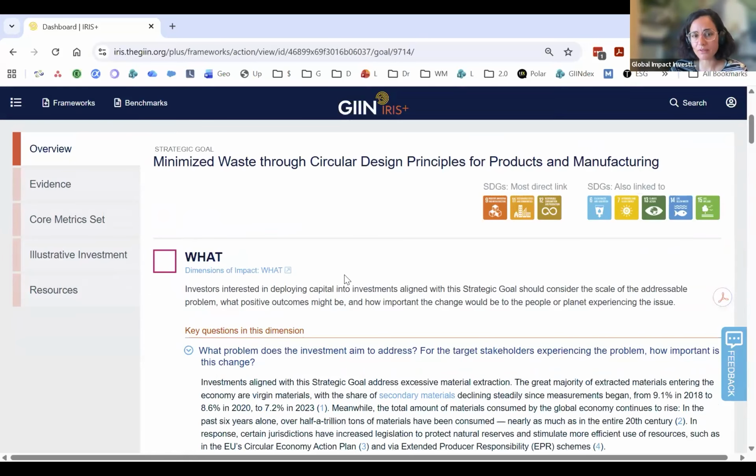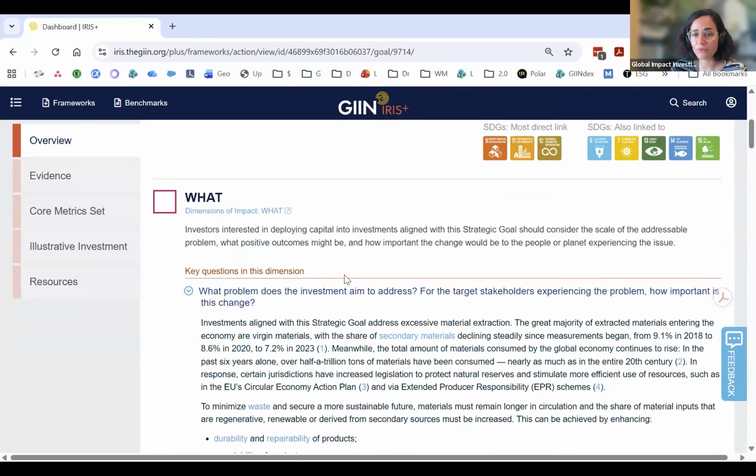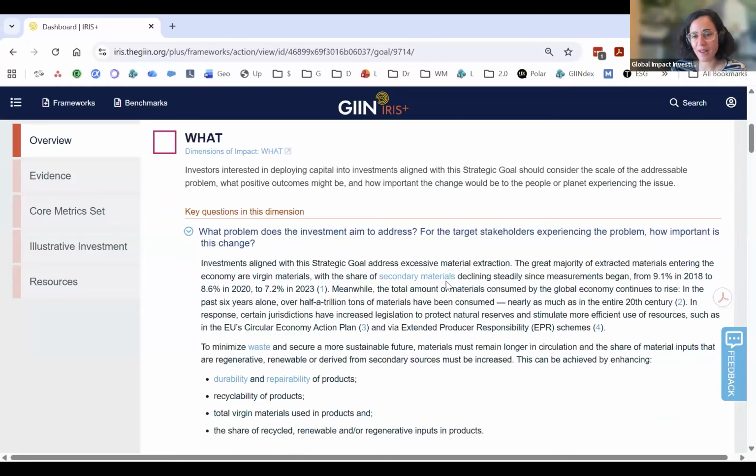And this is why the content here is organized according to the 5 dimensions of impact, which is a common framework that is utilized by impact investors. Perhaps this is familiar to some or most of you, but just quickly, the 5 dimensions of impact framework asks what is the problem, what is the issue. So what problem does the investment aim to address?